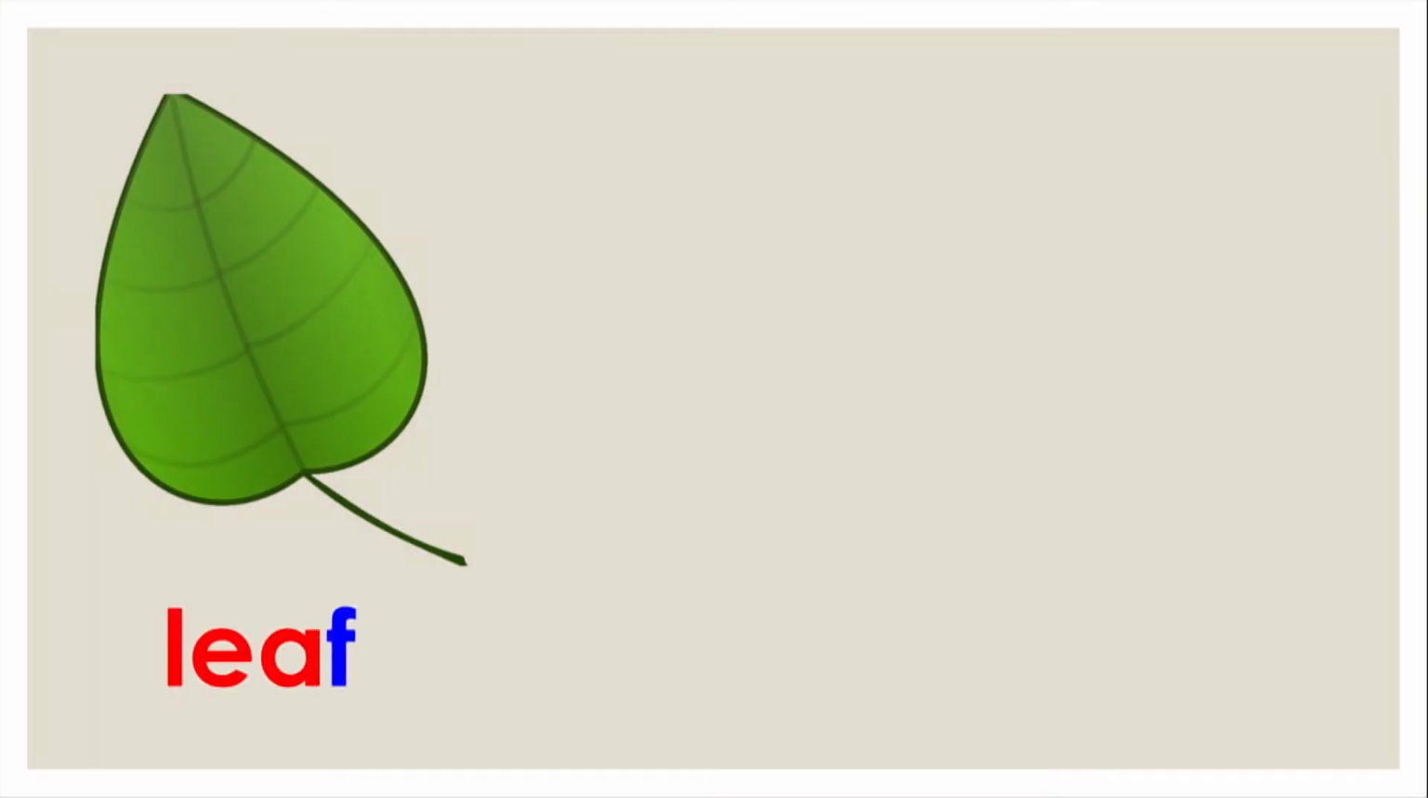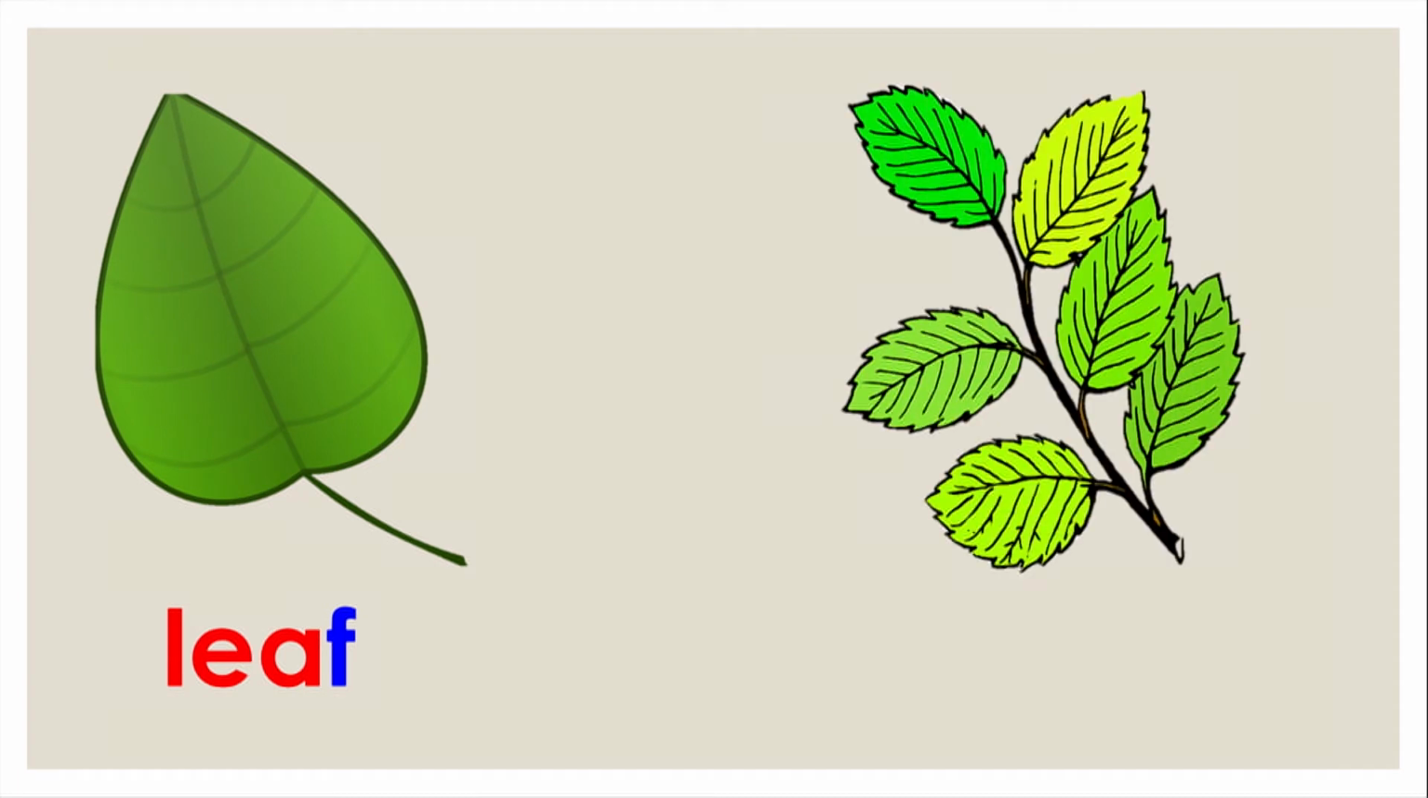So this is a leaf. So leaf ends with an F. So we have leaves. Let's look at what we did. So we notice with leaves there is no F now, but we have VES. Let's look at the next example.